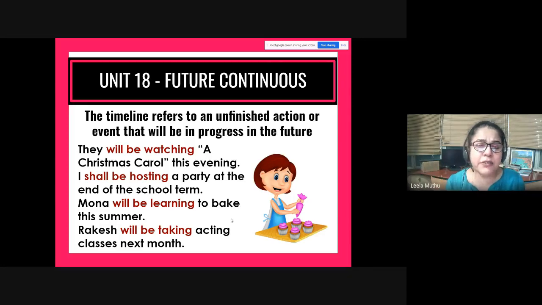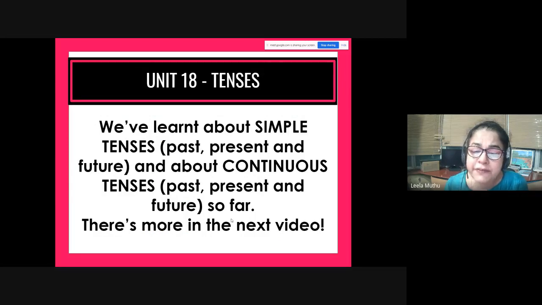I hope you've understood the concept of time with regards to these sentences. You have the simple tenses, which are the simple present, the simple past, and the simple future. Then you have the continuous tenses, which are the present continuous, the past continuous, and the future continuous. So we've learned about simple tenses and continuous tenses so far. There's more in my next video.